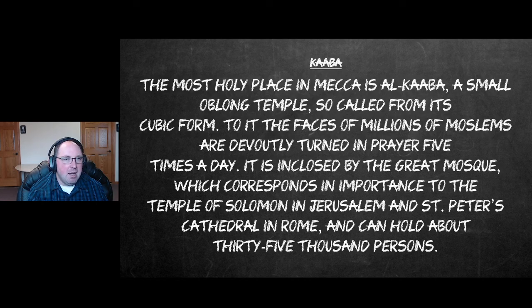Before Muhammad, the Kaaba was full of different household deities. Many of the Babylonian myth gods were in it. As Muhammad gains power, he takes control over the Kaaba and throws out all the idols, except for one major, shall we say, idol, which we're going to look at in a moment.